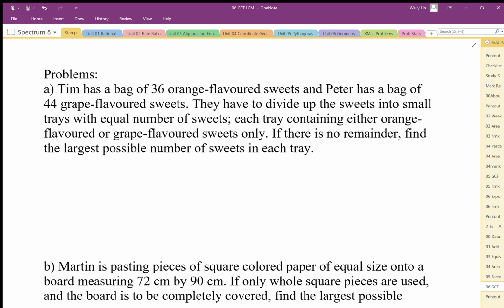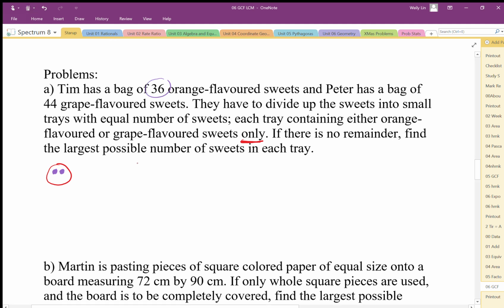Okay, so that's important, that this is only. Well, if that's the case, and it says there's no remainder, find the largest number of sweets in each tray. So we have to put just orange sweets into one tray. We can't put orange and grapes mixed together. So I could do it in groups of 2. That would mean I can divide this all into groups of 2. The orange ones can all be put into groups of 2.